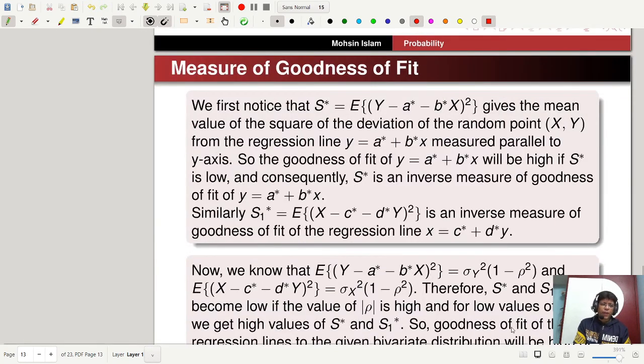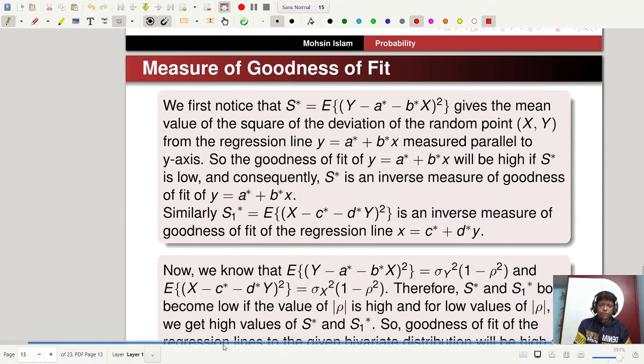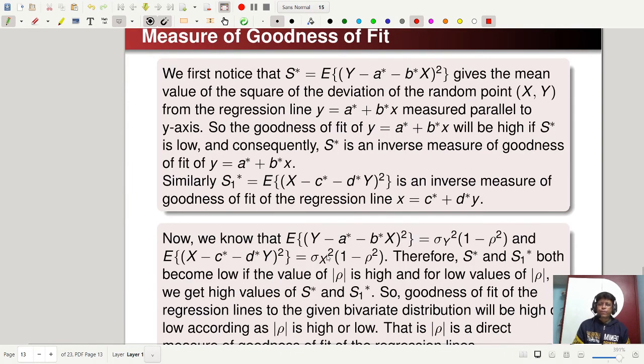Now I will explain measures of goodness of fit. So we first notice that a star, that is the minimum value of S, is given by the expectation of (y minus a star minus b star x) whole square, which gives the mean value of the square of the deviation. Actually, a star gives the mean value of the square of the deviation of the random point (x, y) from the regression line y equal to a star plus b star x, measured parallel to the y axis. Already I have explained this with a line drawn, and with the graphs.